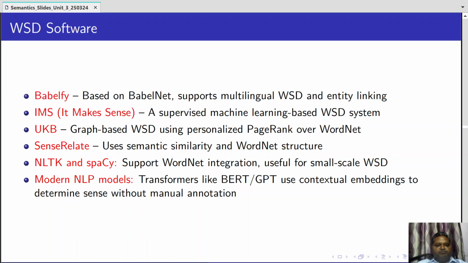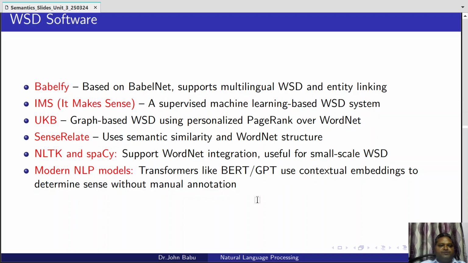There are different software: BabelNet, IMS, UKB, SenseRelate, NLTK. In the lab at present, you know that you are using NLTK in all the 10 experiments that you have been doing. So you are already using this software, and if I am not wrong, you have already done a program on word sense disambiguation. Then we have modern NLP models: ChatGPT, based on GPT, Generative Pre-trained Transformer, and BERT, which was developed by Google, Bidirectional Encoder Representations from Transformers. These are all software used for word sense disambiguation. For example, in ChatGPT, I ask what is a bank. Now the question comes, which type of bank am I talking about? So ChatGPT has to decide and resolve the ambiguity.